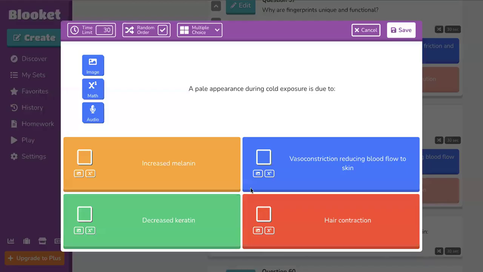So good to know. A pale appearance during cold exposure is due to, is it A, increase melanin, B, decrease keratin, C, hair contraction, or D, vasoconstriction, reducing blood flow to the skin? I think the visual aid could help better, but I have to uncheck the answers.